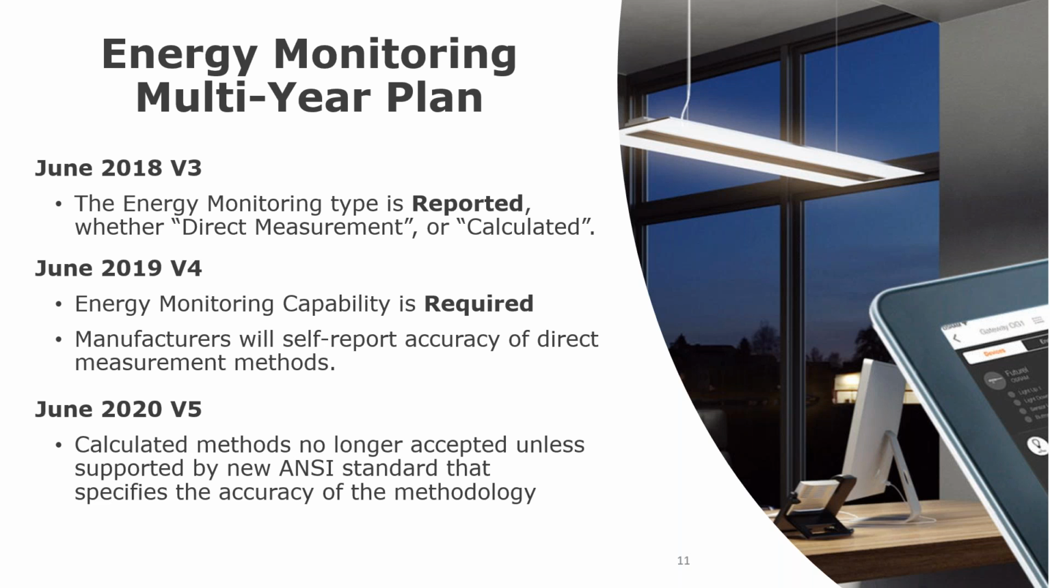As soon as an ANSI standard is available to describe the accuracy of energy monitoring by networked lighting controls, then DLC will refer to that standard. In the meantime, before a standard is available, DLC will refer to the self-reported accuracy of direct measurement methods that are based on measuring the actual current that flows into devices. In June 2020, systems that calculate the energy usage based on the dimming level and nominal wattage will no longer be accepted unless they are supported by then by a new ANSI standard for accuracy.